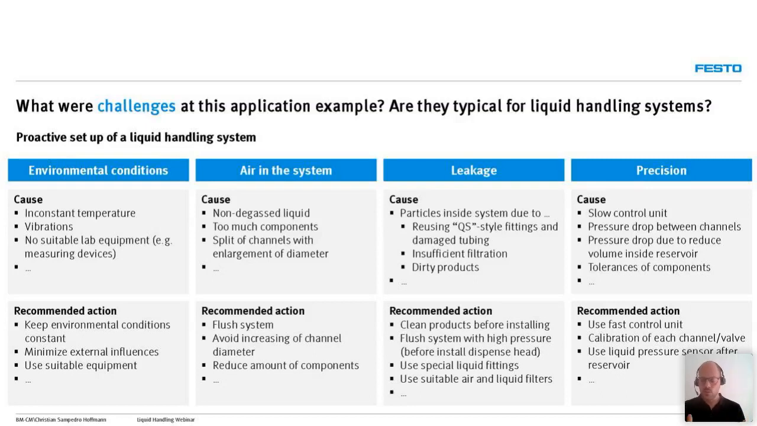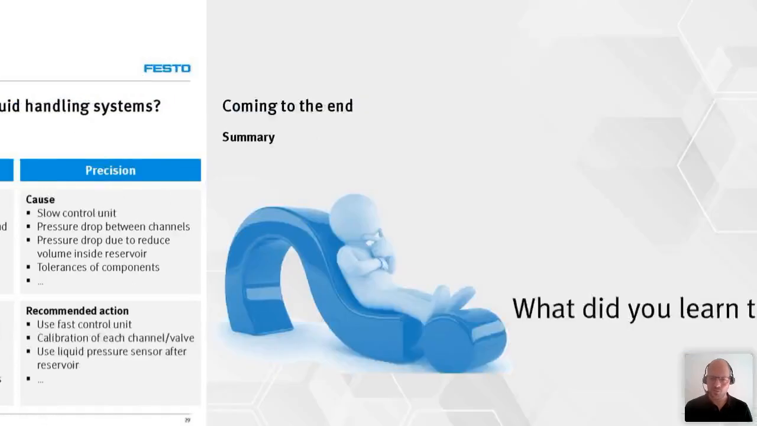You will get the slides later on. I see we only have 2 minutes left. So here are some causes and some recommended actions to solve problems when they occur. And my advice to you: do it proactively, flush your system, make sure all the environmental conditions are constant, clean the products before installing, and then you won't have problems anymore. And for sure, use fast enough controlling units, because this is often a big issue in this approach.